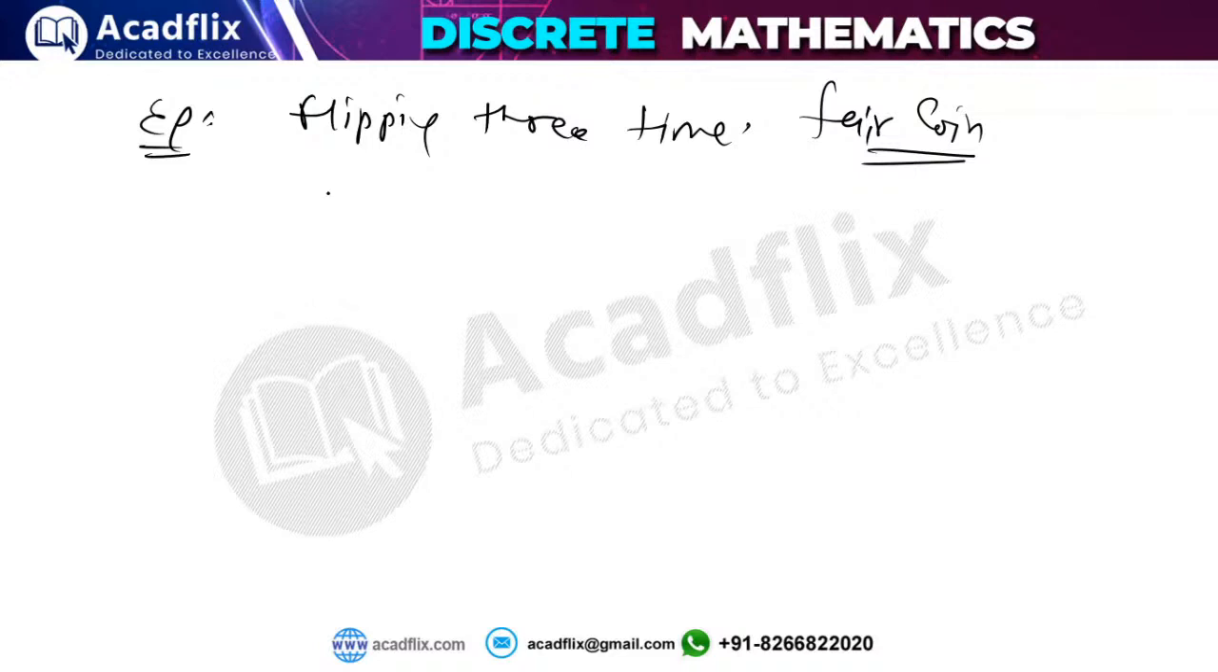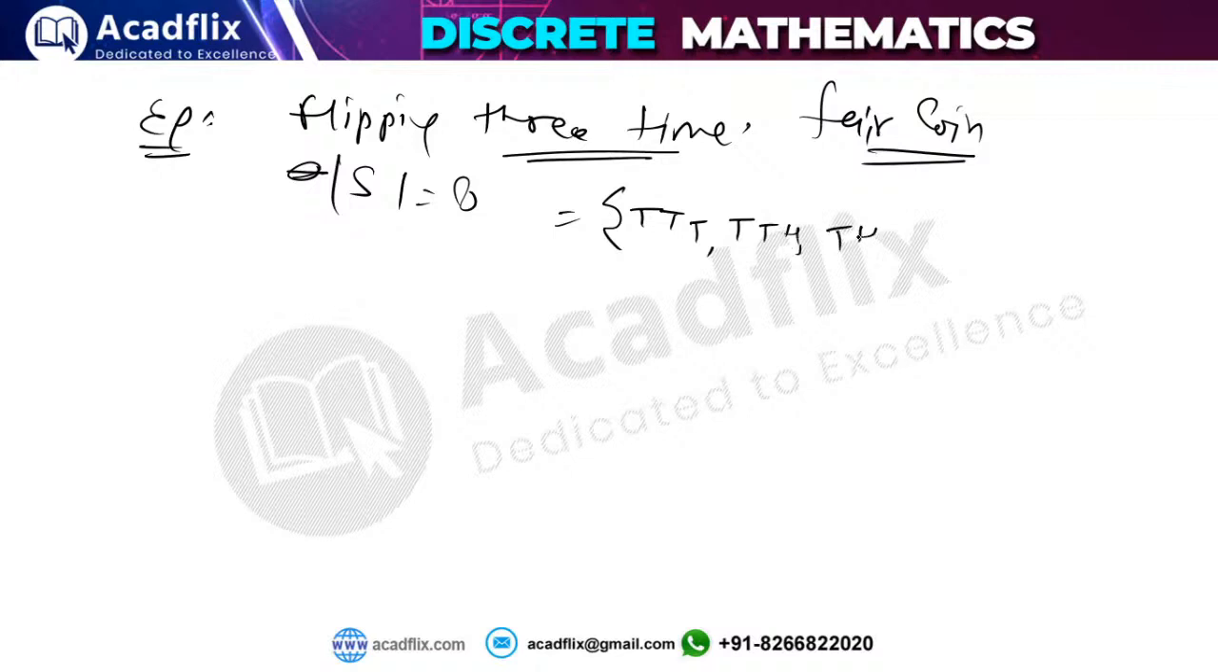Now if this is a fair coin, then your sample space has a total of 8 elements because you are flipping a coin 3 times. So how many outcomes are possible? Total 8 outcomes are possible. Maybe tail, tail, tail, maybe tail, tail, head, maybe tail, head, tail. This is how you can make the total 8 outcomes. This is your sample space, and all these outcomes are equally likely.